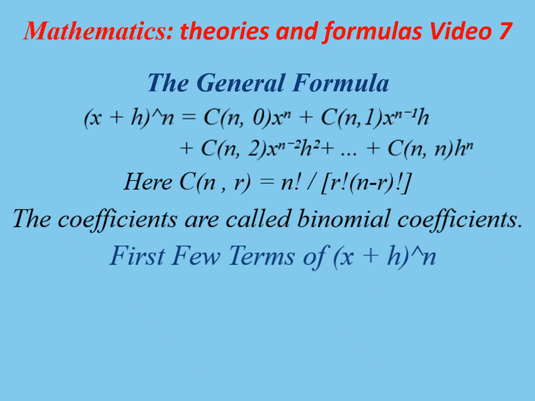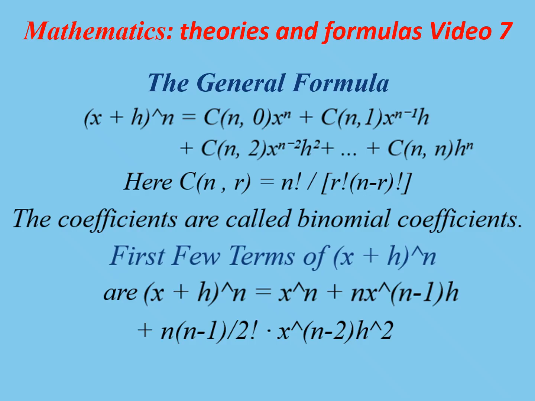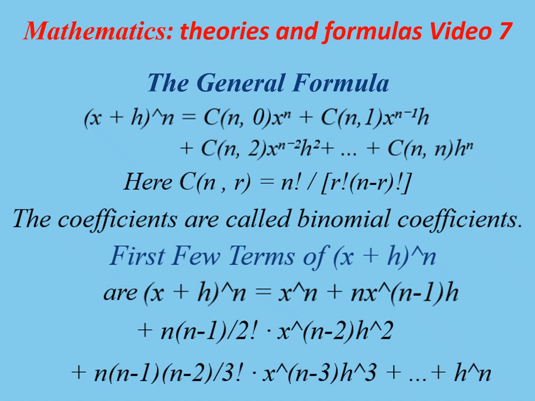The first few terms of (x plus h) to the power n are: x to the power n, plus n x to the power n minus 1 h, plus n into n minus 1 by factorial 2 times x to the power n minus 2 h to the power 2, plus n into n minus 1 into n minus 2 by factorial 3 times x to the power n minus 3 h to the power 3, and the last term is h to the power n.